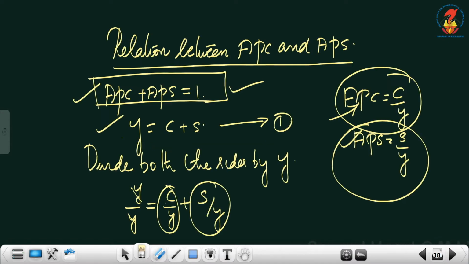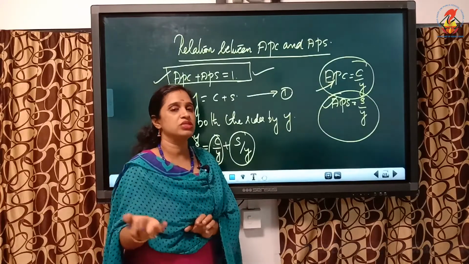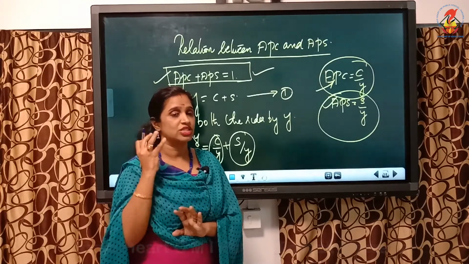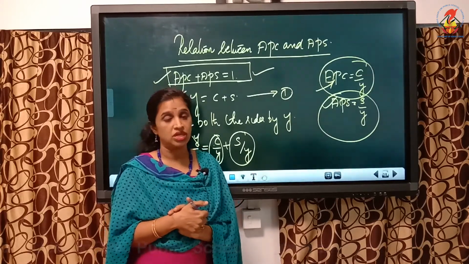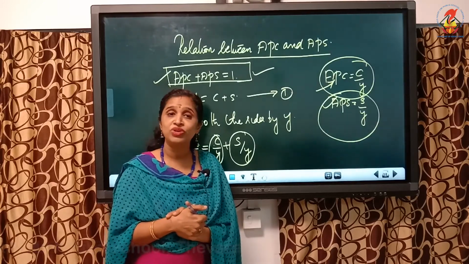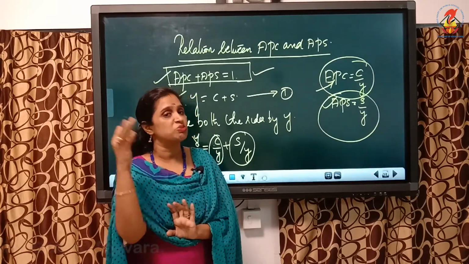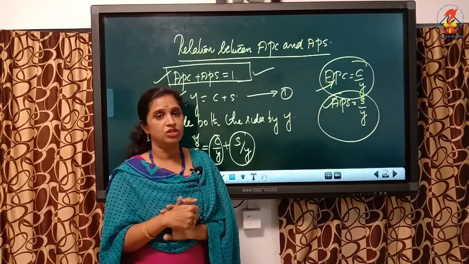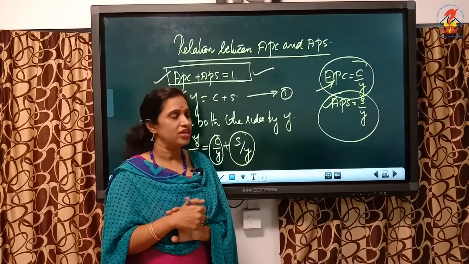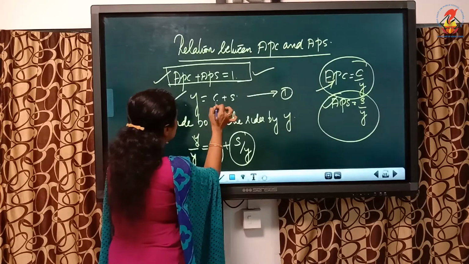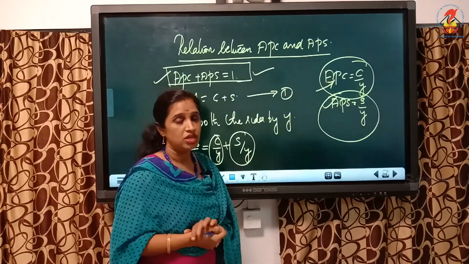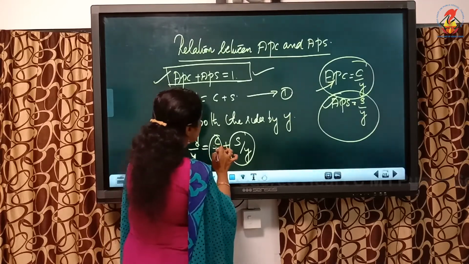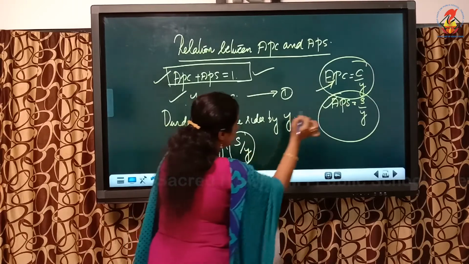So once again, in order to explain the relationship between APC and APS, we have taken the equation Y is equal to C plus S. Keynes has used the equation Y is equal to C plus S. The reason behind it is that income is used for consumption and saving, and APC and APS speak about the ratio of consumption to income and the ratio of saving to income. Divide both the sides of the equation by Y. What will you get? Y by Y is equal to C by Y plus S by Y. You all know Y by Y is equal to 1, cancelled, and C by Y is equal to APC and S by Y is equal to APS.